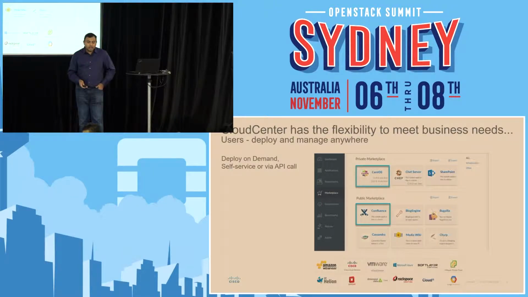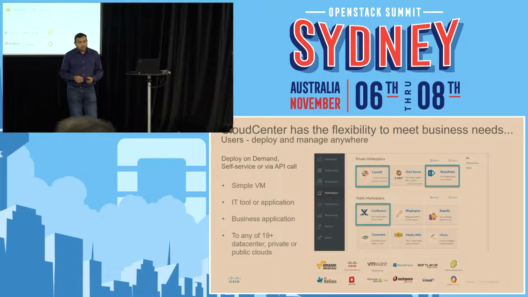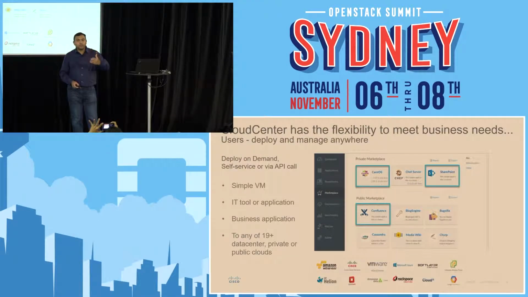So you basically have the flexibility to meet your business demands and drive your outcomes in many different ways, depending on your resource availability as well as location, cost, and all those pieces, right? So you can have a deployment of a simple virtual machine, or an IT tool, or an application. You can deploy a business application to any of the 19 plus platforms that CloudCenter supports, right? But that's, if you look at it, that's for the user point of view. I am able to deploy my workloads anywhere I want in any fashion I need.